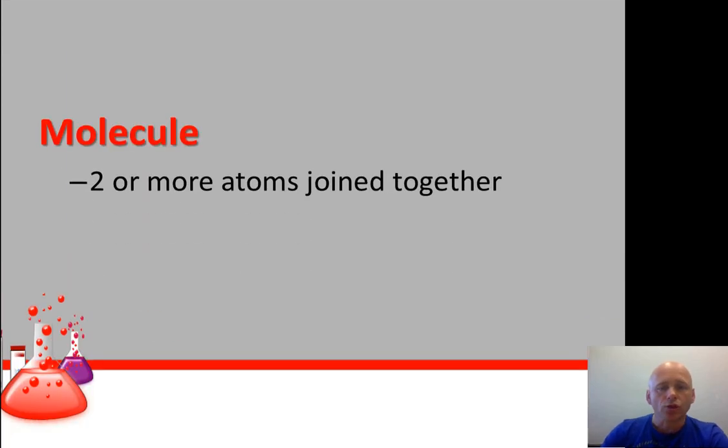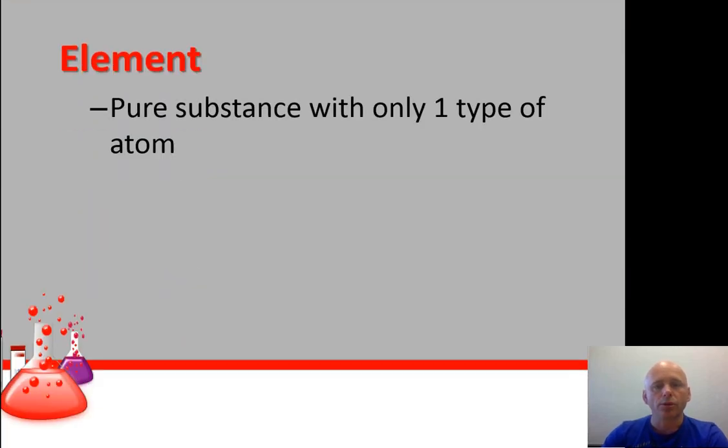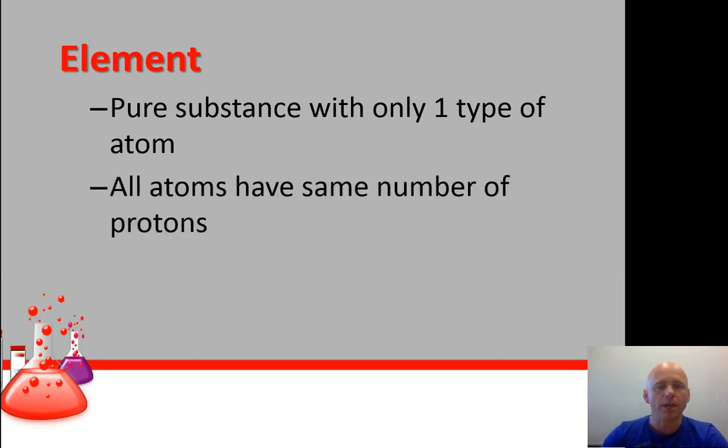Molecule. Two or more atoms joined together. Element. Pure substances with only one type of atom. Okay, all atoms of an element have the same number of protons, and there are 109 known elements.